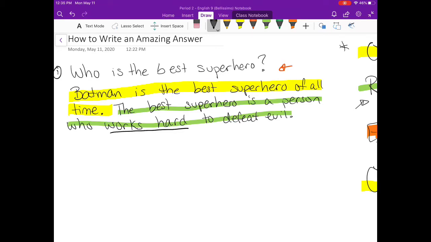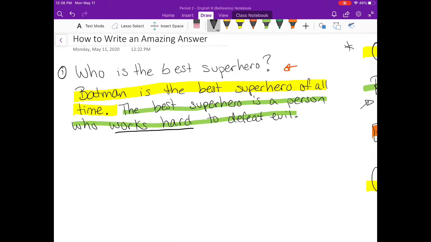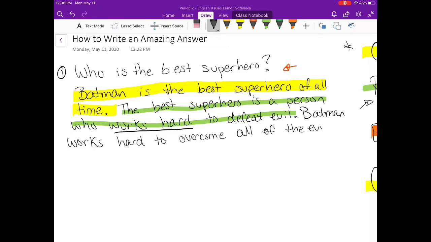So why is he the best superhero? He's the best because someone who is a superhero is someone who works hard. Okay? And then I could even say, because I didn't address Batman here, Batman works hard to overcome all of the evil in Gotham. Okay, so you can see that you're not limited to just one sentence for each part of the Oreo. I've written 2 here, so I'm already up to 3 sentences.